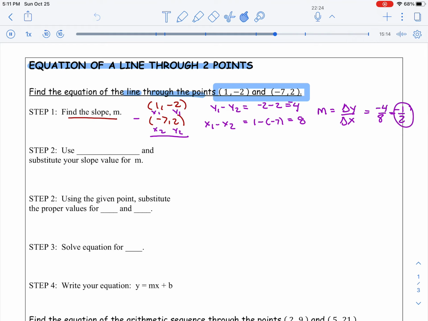Now from here, everything is exactly the same as the last problem, because now we know that my value for m is -1/2. So I'm going to take my equation, y equals mx plus b, and I'm going to write -1/2 in place of my m. So again, this should be looking very familiar to us.